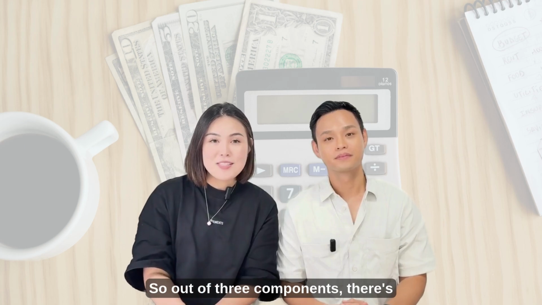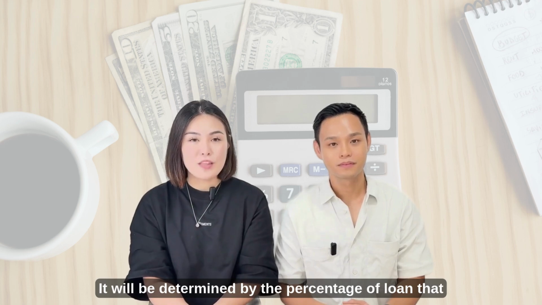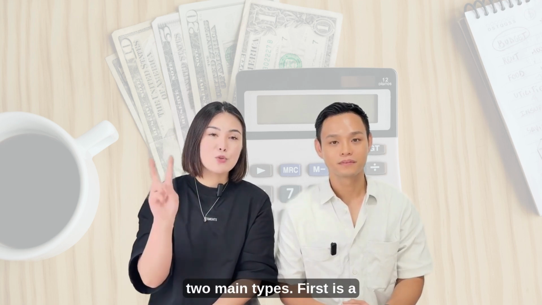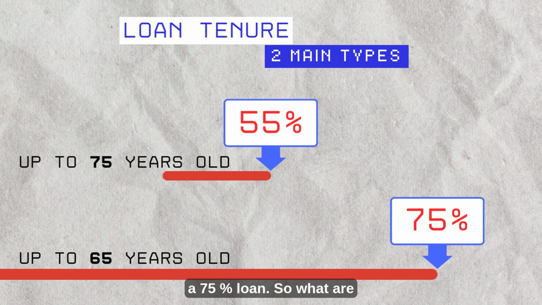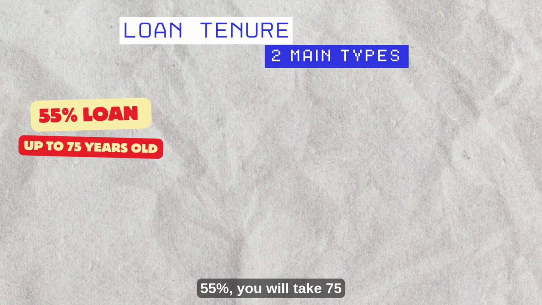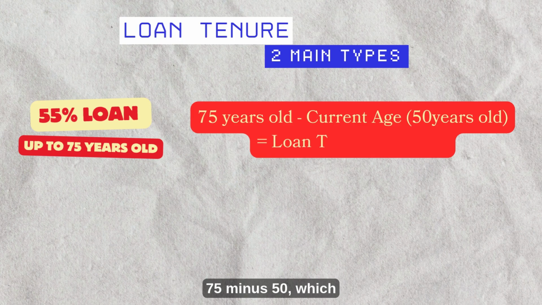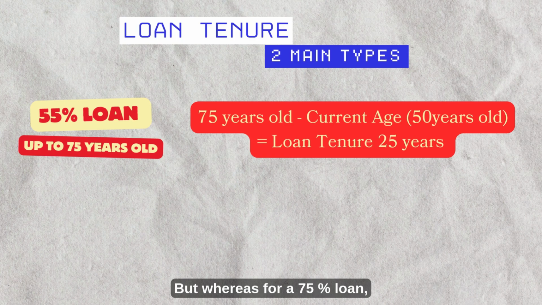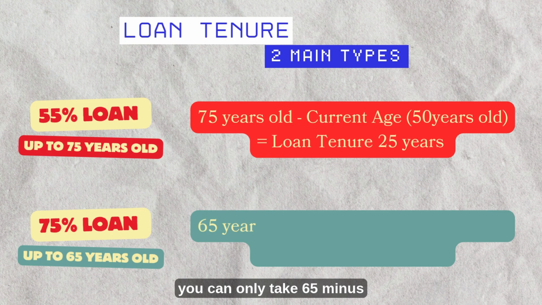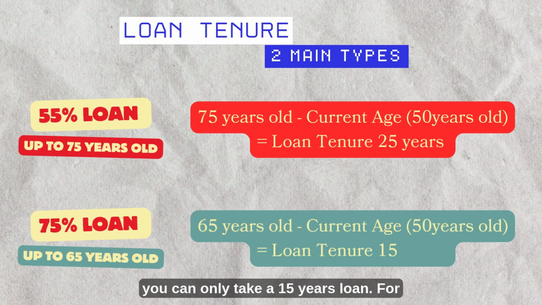So out of three components, there's one that is changeable, which is your loan tenure. It will be determined by the percentage of loan that you will be taking for your property. So there are two main types. First is a 55% loan, and second is a 75% loan. So what are these two differences? For 55%, you will take 75 minus your current age. Let's say it's 50 years old, it will be 75 minus 50, which means you can still take a 25 years loan. But whereas for a 75% loan, you can only take 65 minus your current age, which is 50, then you can only take a 15 years loan.